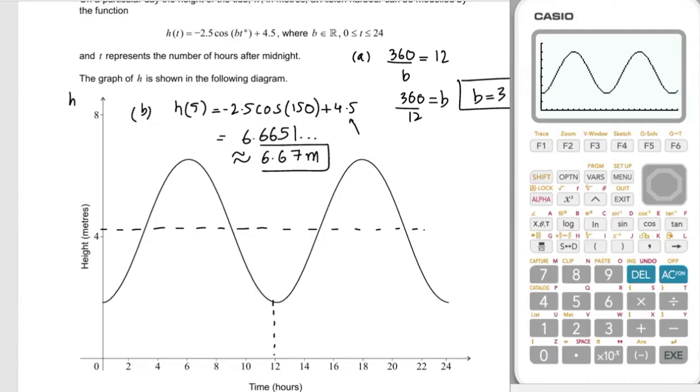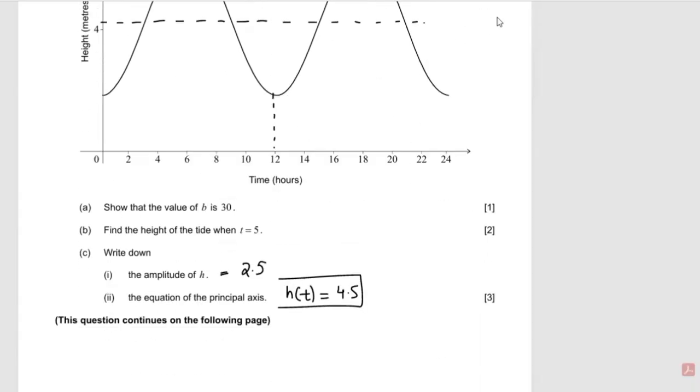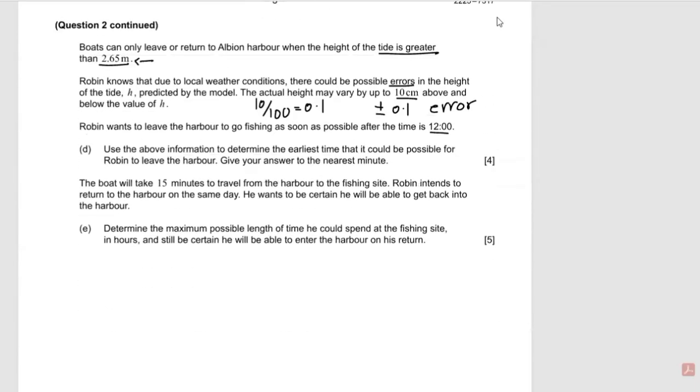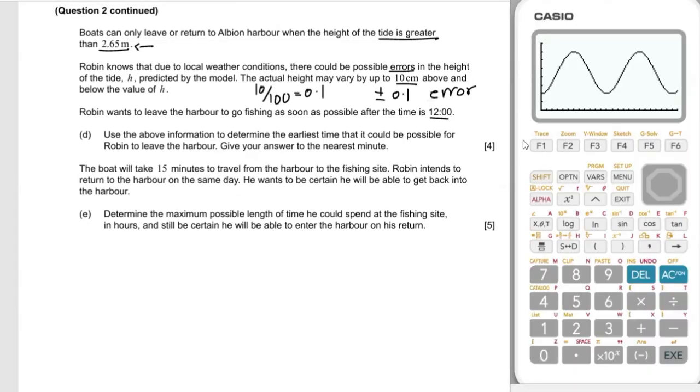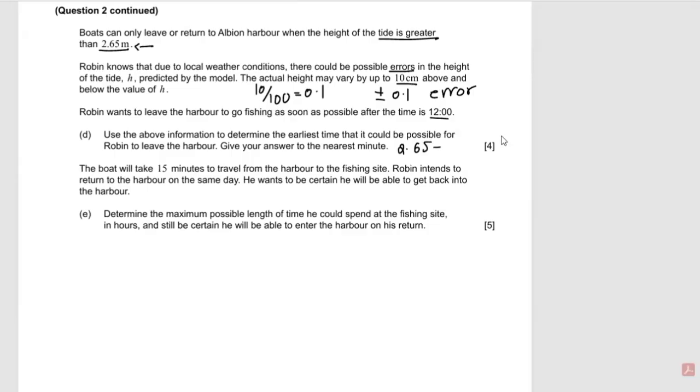Okay, so now I'll just move on to the next part because I've got my function already inserted in the GDC. So let's take a look at this one. I've got my graph. Use the above information to determine the earliest time that it could be possible for Robin to leave. Now keep in mind, my limit is 2.65, but I need the earliest possibility. So there is an error of 0.1. So do 2.65 minus 0.1, and that's going to be 2.55.